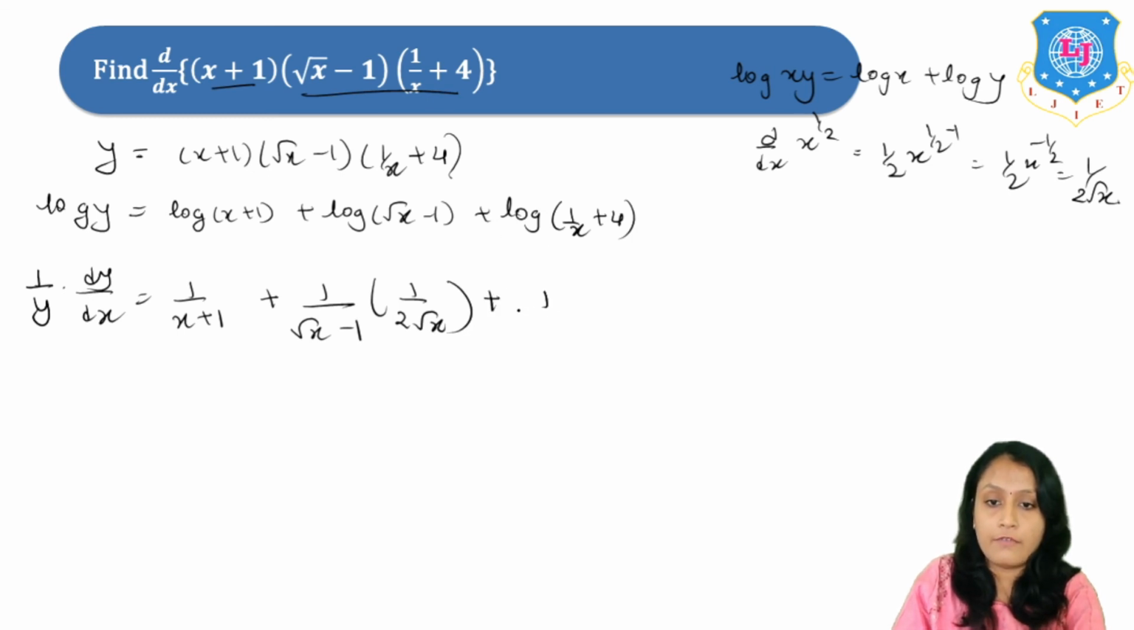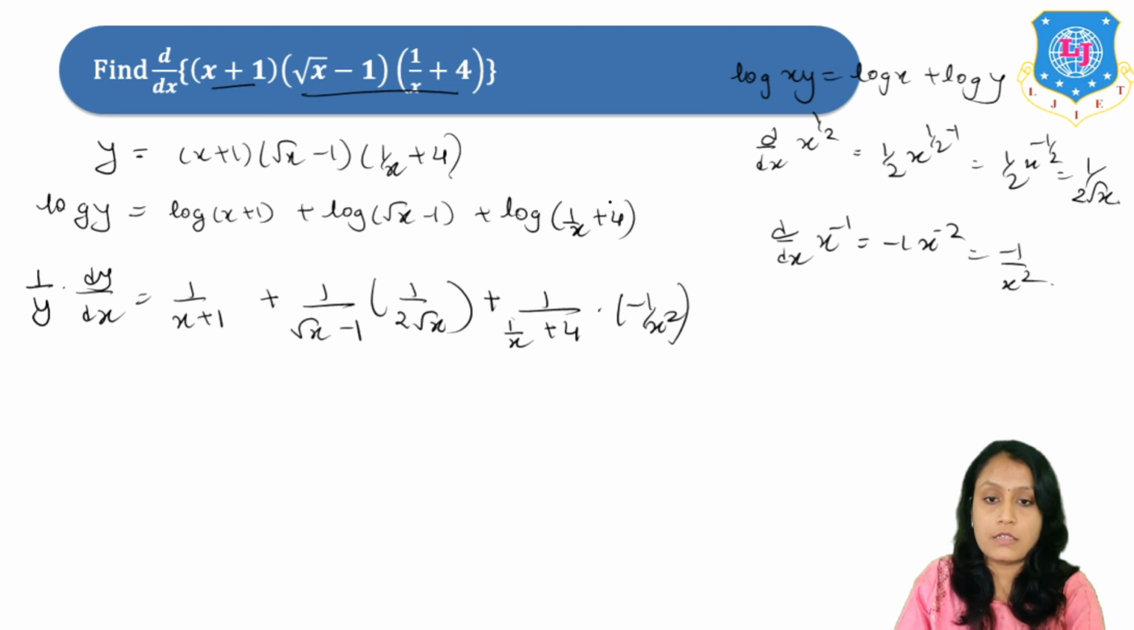Now again we have 1 upon (x plus 4). Okay. Into. Now again write down the derivative of 1 upon x. Okay. So 1 upon x we can write it like this: x raised to minus 1, minus 1 x raised to minus 2. Okay. So this is minus 1 upon x square. We can remember the formula as derivative of 1 upon x is what? Minus 1 upon x square. Okay. This term is constant, derivative 0.